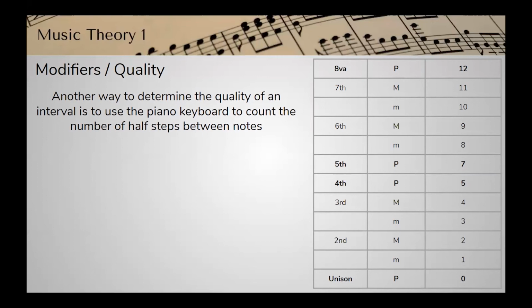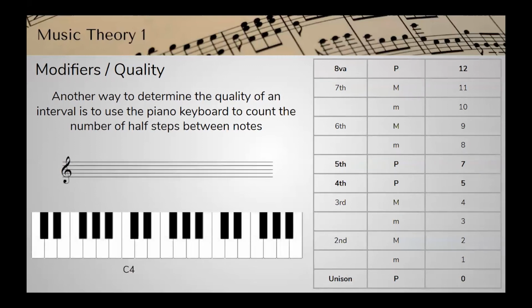Okay, so the first step is to determine what kind of interval you have, and then to know how many half steps that should be, and then check to see how many half steps you actually have between the two notes. So let's look at a couple examples. Here's a partial keyboard with C4 identified and a staff. Let's look at the one that we already know, which was C down to A flat. We know that's a major third, and let's figure out how we could have discovered that as a major third.